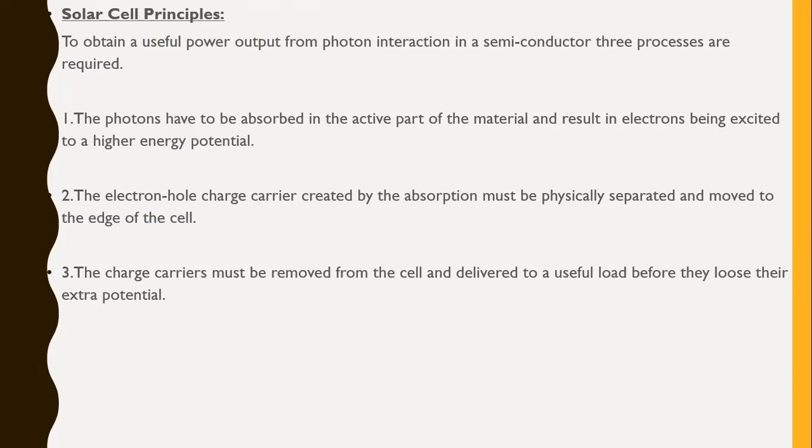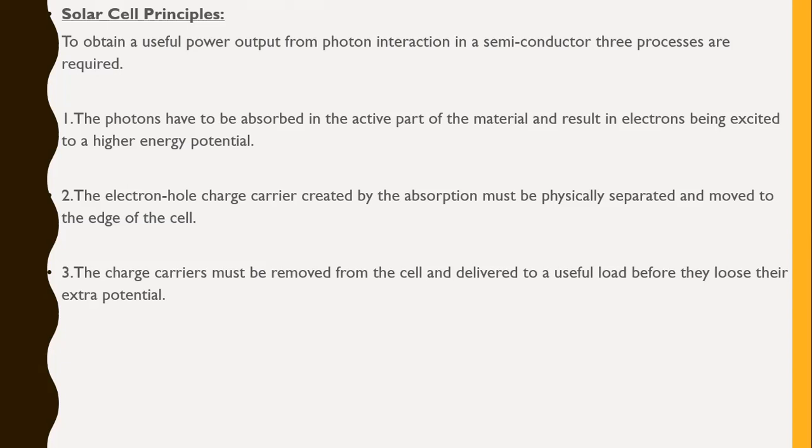And the second process is the electron hole charge carrier. There will be an electron hole charge carrier created by the absorption of these photons. It must be physically separated and it should be moved to the edge of the cell.